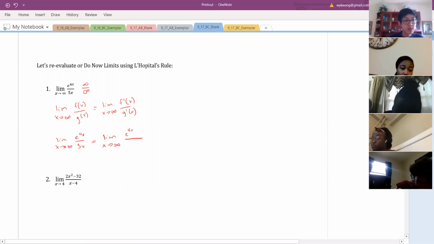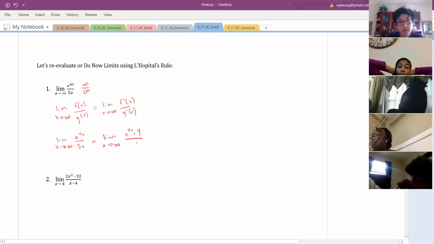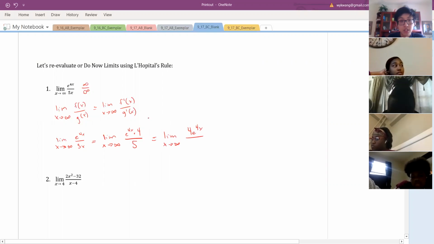However, we will notice that there is a 4x, right? So that means we have to apply chain rule. So we're going to multiply by the derivative of 4x, so it'd be multiplied by 4. Now, the denominator is the derivative of 5x. We all know by power rule, that's just 5. So we're really going to have the limit as x approaches infinity of 4e to the 4x over 5. Remember, this is chain rule.